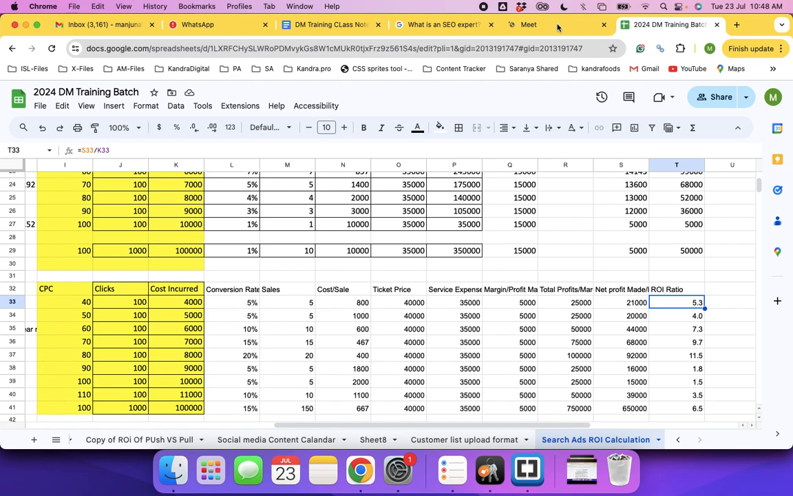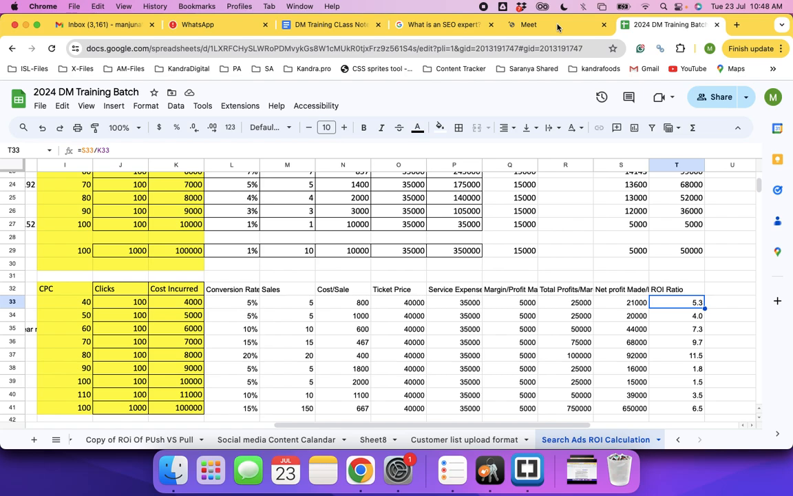When somebody types "digital marketing," we are not sure whether they are going to register for a digital marketing course or not. But when people search "digital marketing training" or "digital marketing training institute," the chances of their registering will be very high. Correct? That's how the conversion rates will vary based on the keyword intention.